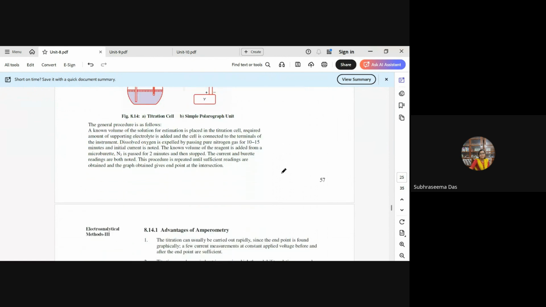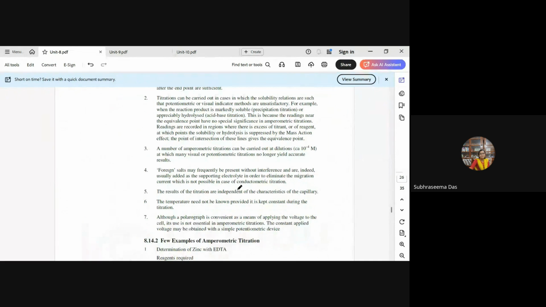The general procedure is that a known volume of the solution for estimation is placed in the titration cell. Then the required amount of supporting electrolyte is added and the cell is connected to the terminals of the instrument. The dissolved oxygen is expelled by passing pure nitrogen gas for 10 to 15 minutes and the initial current is noted. The known volume of the reagent is added from a microburette. N2 is passed for 2 minutes and then it is stopped. The current and burette readings are both noted. This procedure is repeated until sufficient readings are obtained, and the graph gives the endpoint at the intersection.